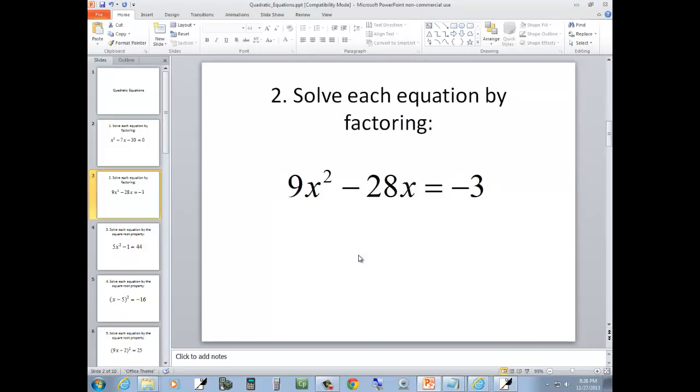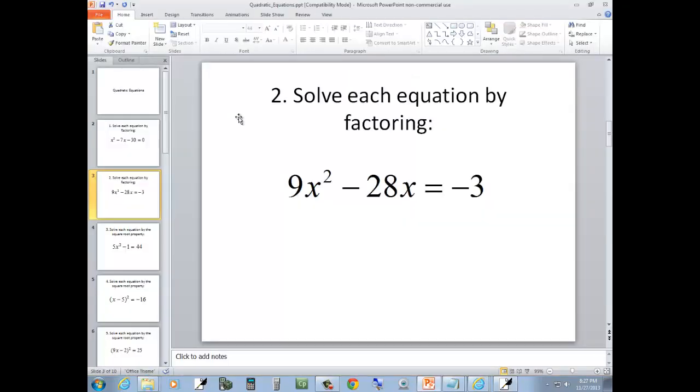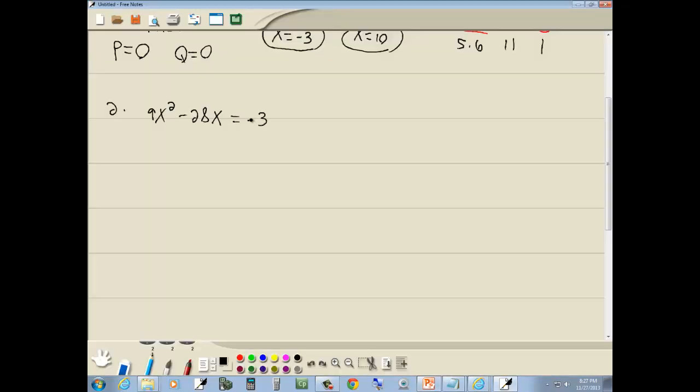Let's take a look at another one. I guess I'll put it right under here. Okay, we got 9x squared minus 28x is equal to negative 3. Well, to begin with, this zero factor property, you have to have 0 on one side. So I notice first thing I have to do is take that negative 3 and move it to the left side. Now if you move anything across your equals, your sign changes, so negative 3 becomes a positive 3.